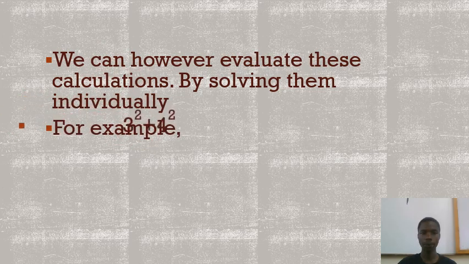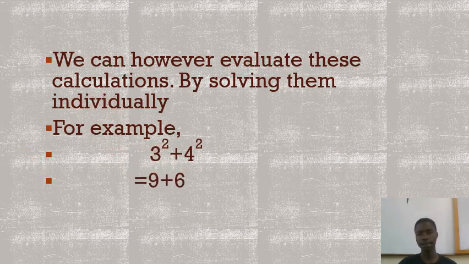For example, 3 raised to 2 plus 4 raised to 2. This is 9 plus 16. 3 raised to 2 is 9, plus 4 raised to 2 is 16. That's how we deal with different bases. And the answer you are going to get is 25.